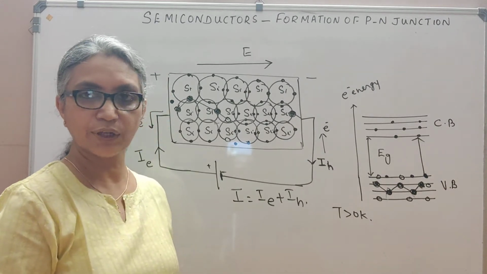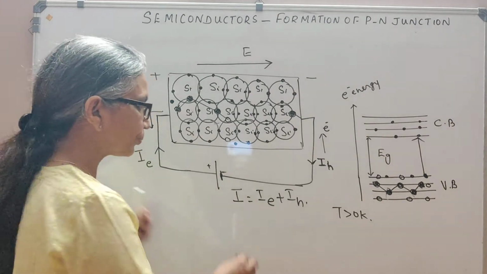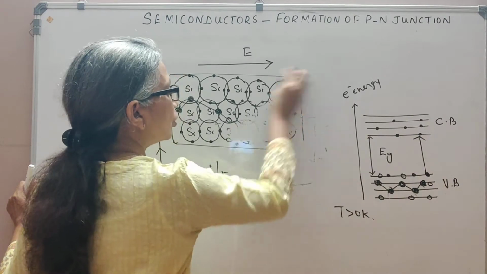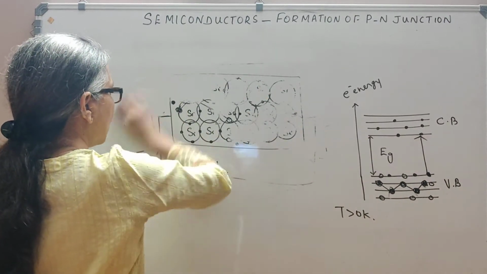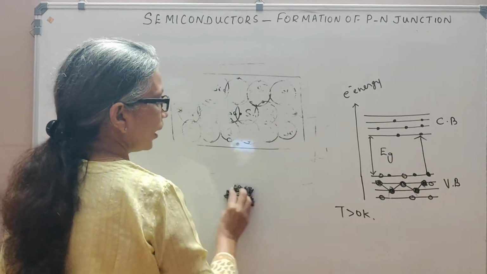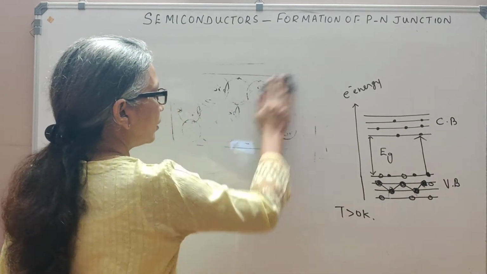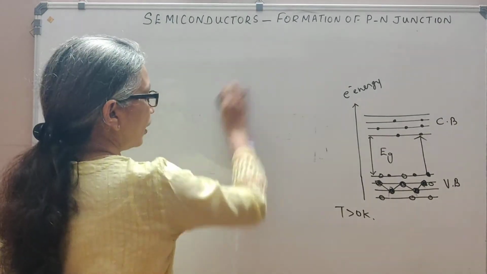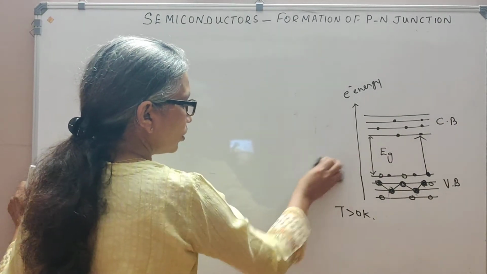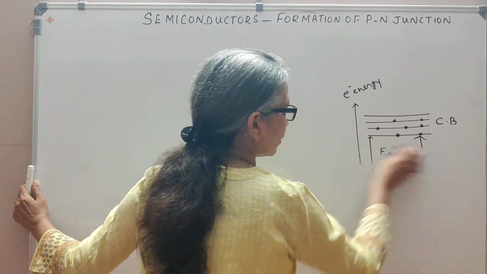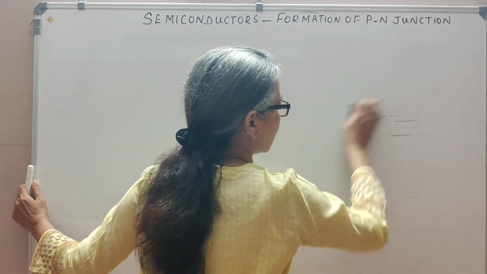The total current in this semiconductor will be the electron current plus the hole current. The same thing applies for an extrinsic semiconductor also. So I hope you've understood that in a semiconductor, you can have electrons and holes as charge carriers. In an n-type semiconductor, the electrons are the majority carriers and the minority carriers are holes. But in a p-type semiconductor, the holes are the majority carriers and electrons are the minority carriers.